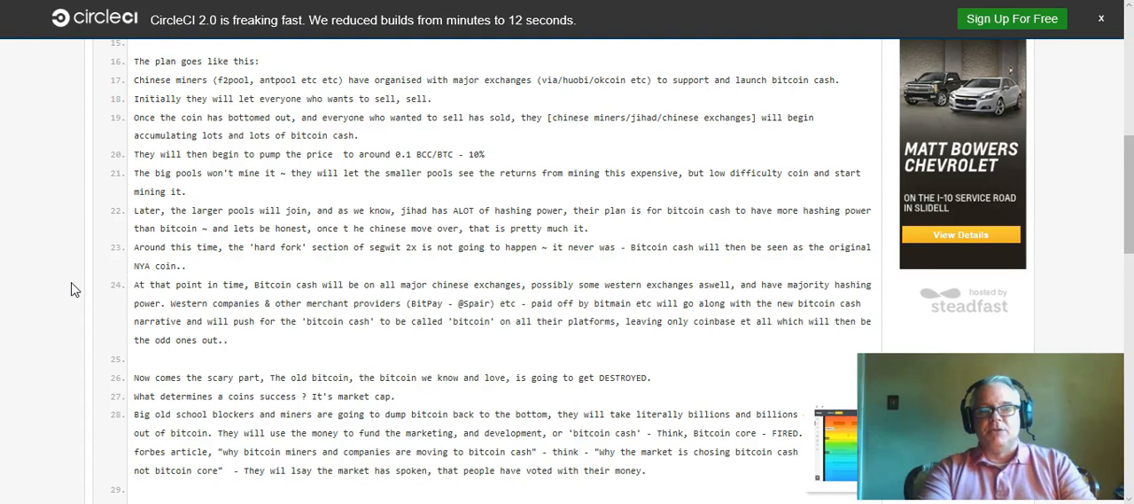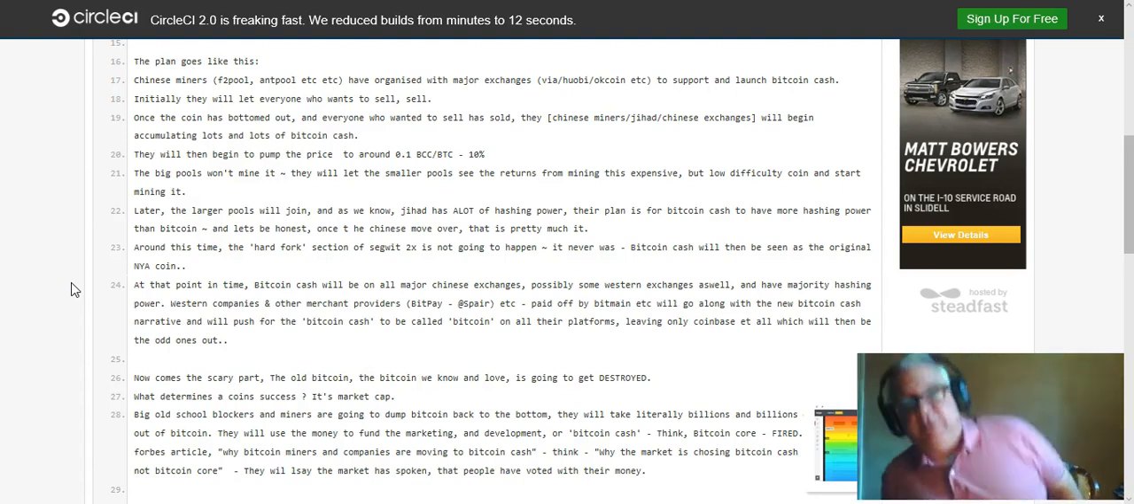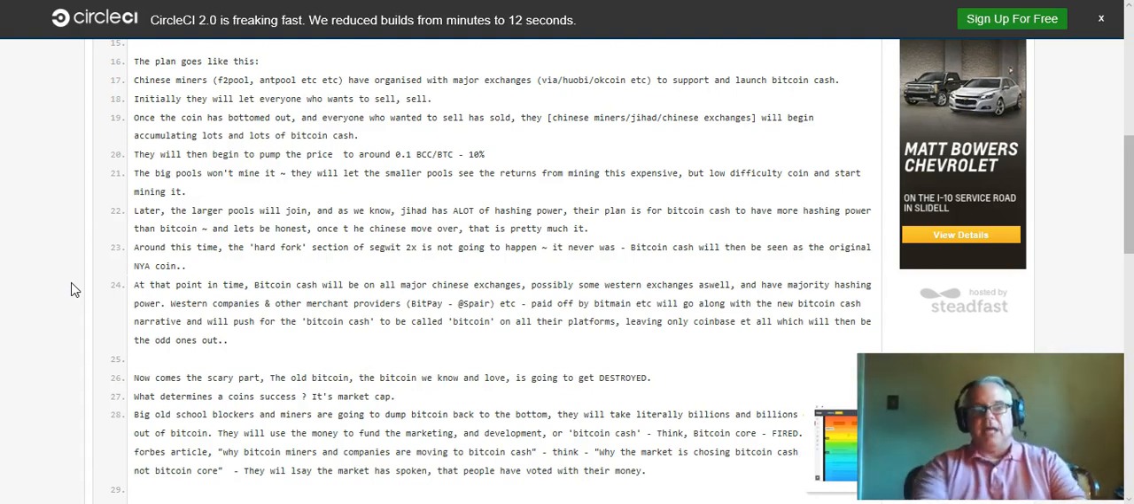Western companies and other merchant providers paid off by Bitmain, etc., will go along with the new Bitcoin Cash narrative and will push for Bitcoin Cash to be called Bitcoin on all platforms, leaving only Coinbase, which will then be the odd ones out. God bless Coinbase and the others that are holding out as far as Bitcoin Cash is concerned, because they know what's getting ready to happen. They're not stupid.